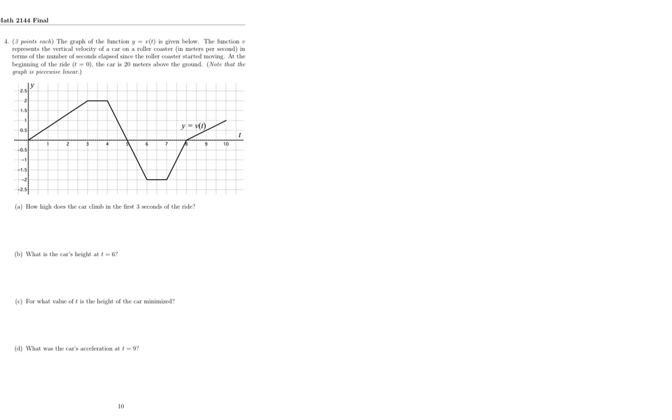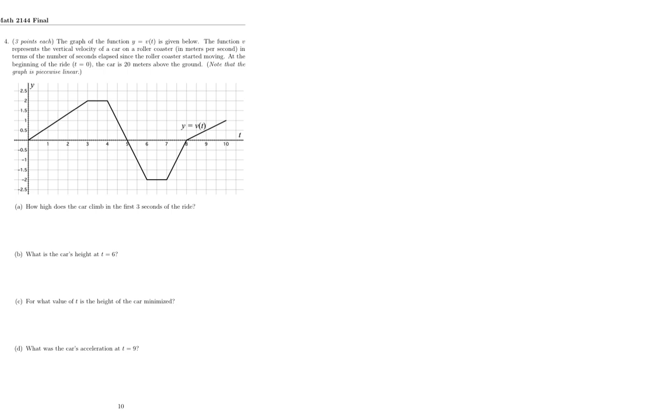Okay, here I have the graph of a function v of t given below. The function v represents the vertical velocity of a car on a roller coaster in terms of the number of seconds elapsed since the roller coaster started moving. At the beginning of the ride, the car is 20 meters above the ground. Okay, so then it says, how high does the car climb in the first 3 seconds of the ride?